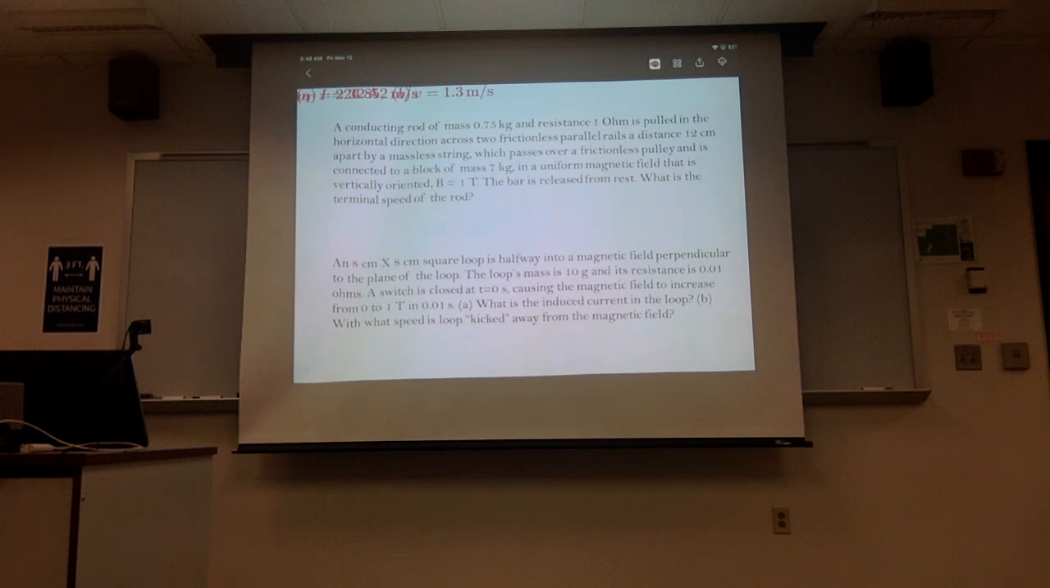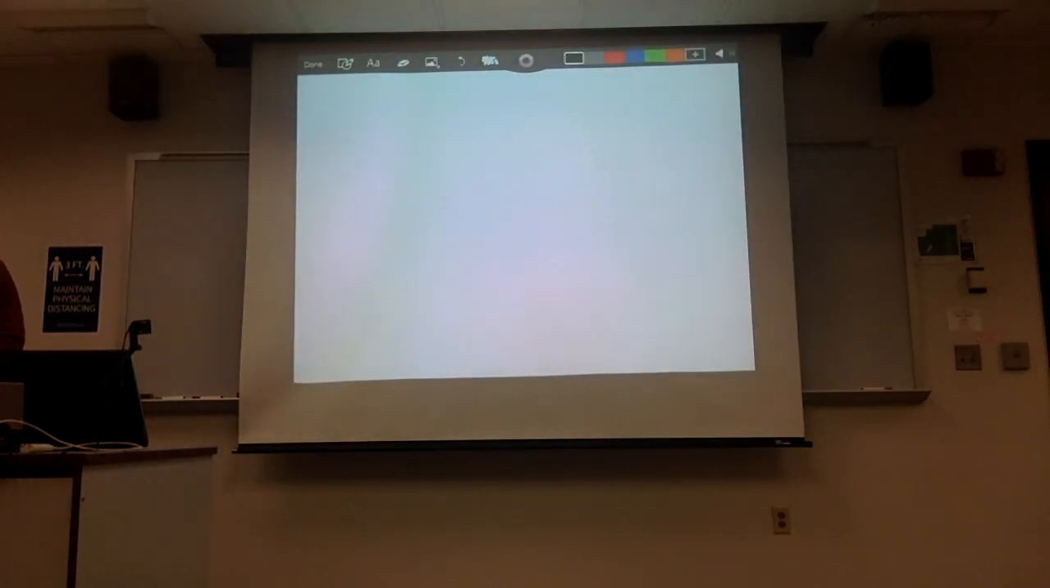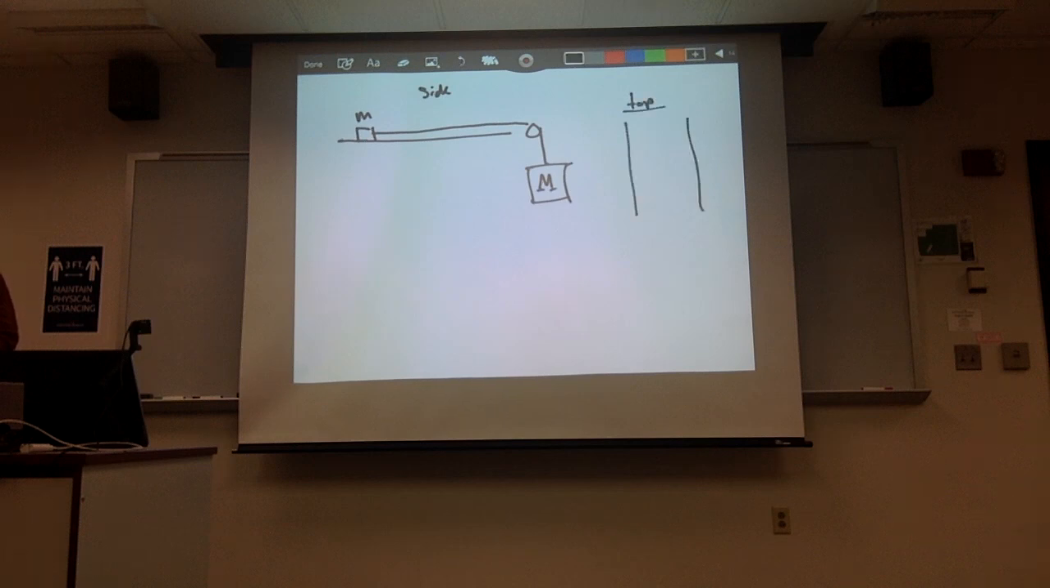So let's draw a picture here. This is our number 1. Let's draw it from a side view first. From the side view, here's my conducting rails. Here is my block, which is sitting on top. This thing has a mass of M, connected by a string over a pulley to another larger mass down here. Let's call that guy capital M. From a top view, here are my 2 conducting rails. Here is my mass. Again, this thing's being pulled in this direction by that string.